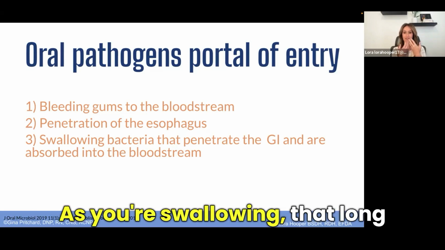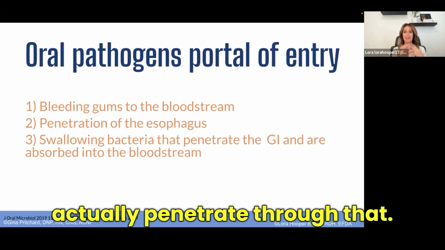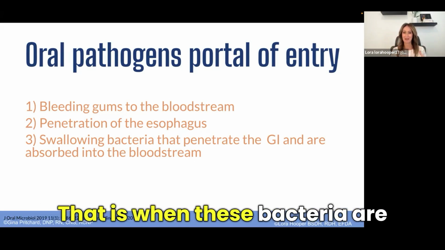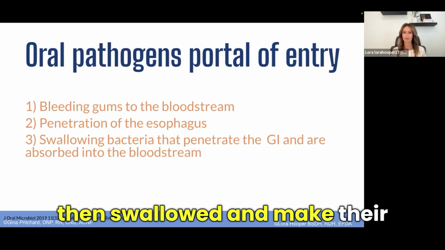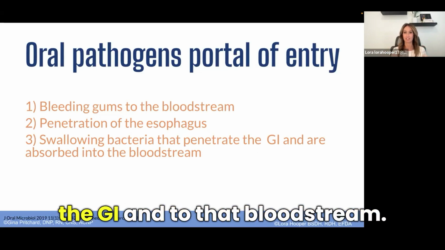And then there is a direct penetration of the esophagus. As you're swallowing that long tube of our esophagus, it can actually penetrate through that. And then thirdly, we are swallowing. That is then these bacteria are then swallowed and make their way into our GI tract, and they are absorbed through the lining of the GI into that bloodstream.